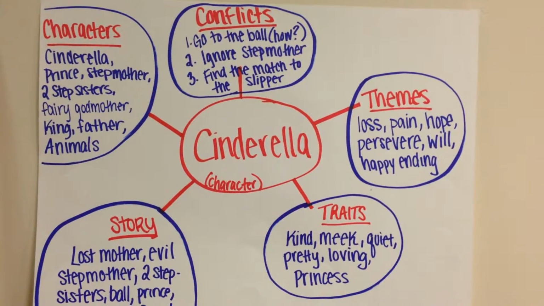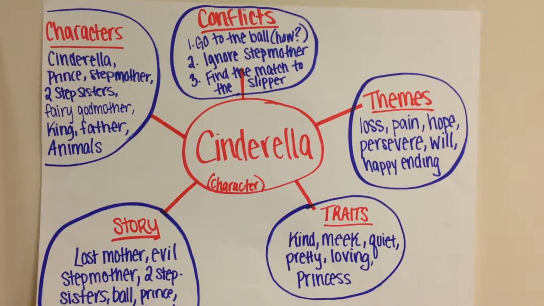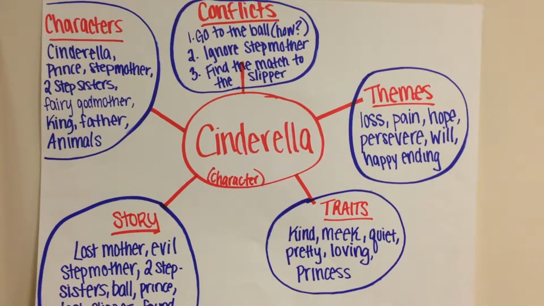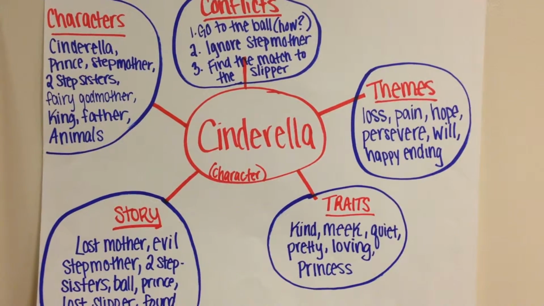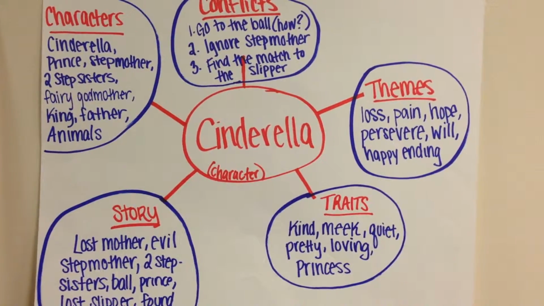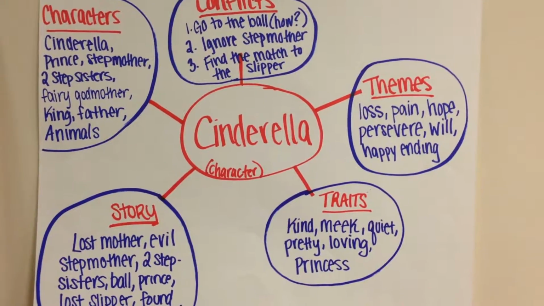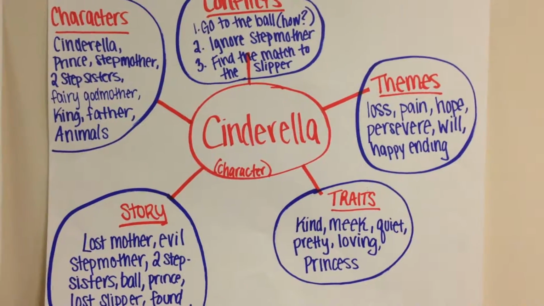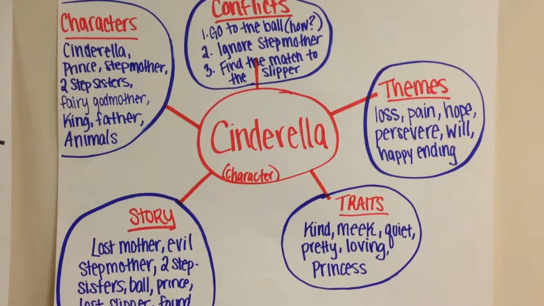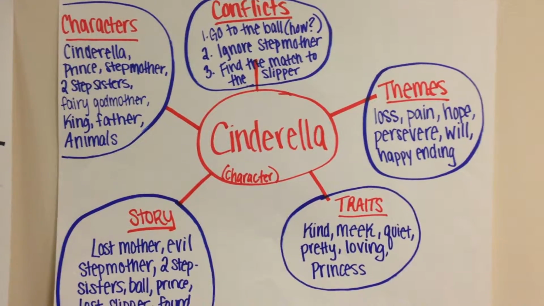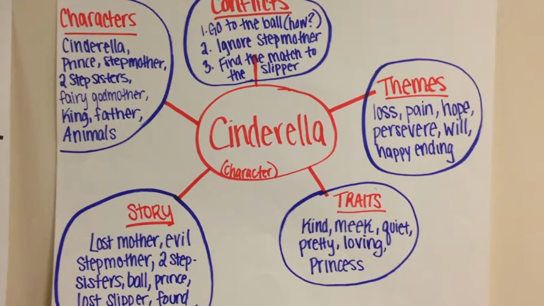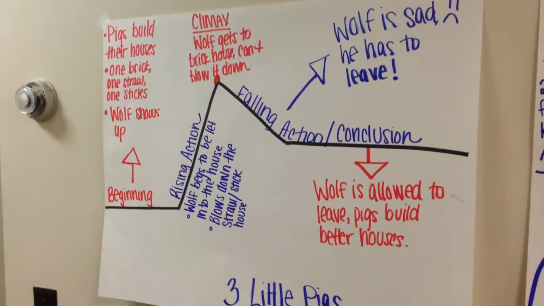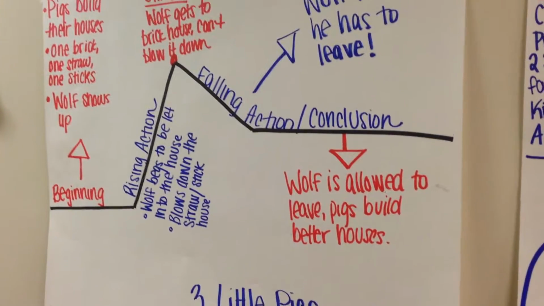The next thing I did was conflicts. What are the big problems in the story? Well, how does she get to the ball? How does she ignore her stepmother? How do we find the match to the slipper? So as you can see, you can do this with just about any story in just about any way. You can make these bubbles on whatever you want, however you want to do it. So it's pretty cool. The next one that I showed you was that storyline one.